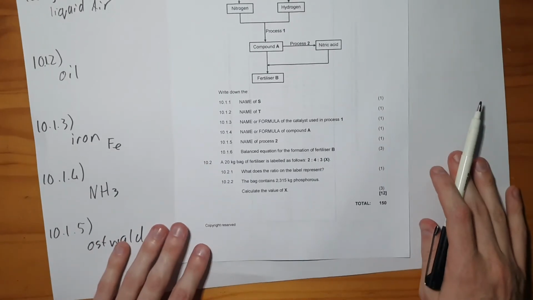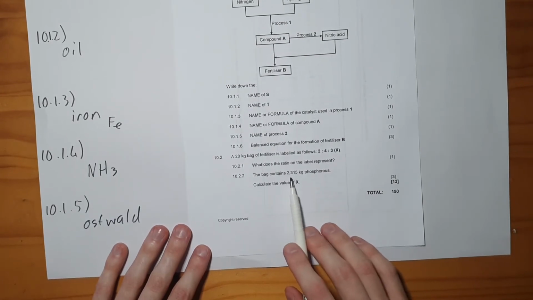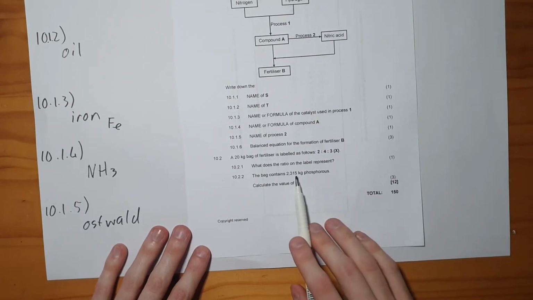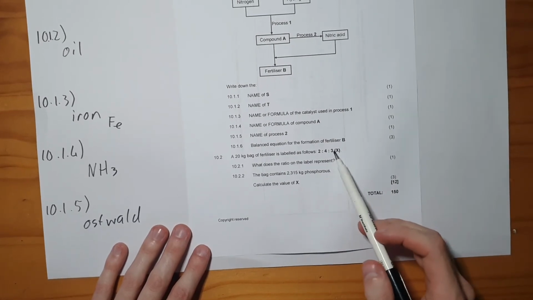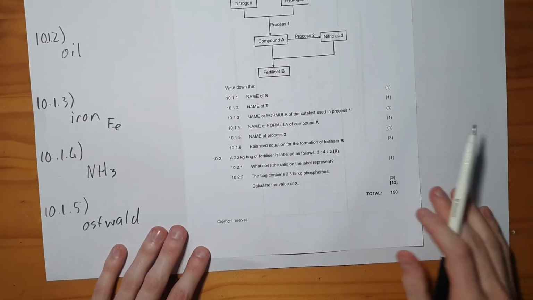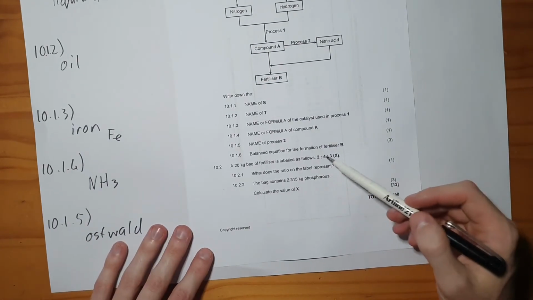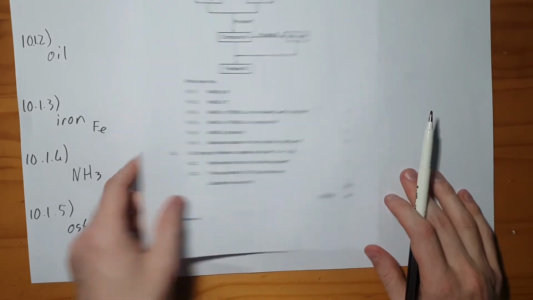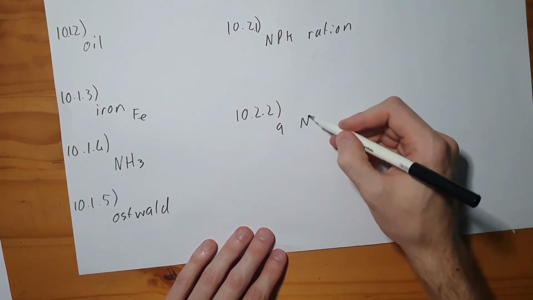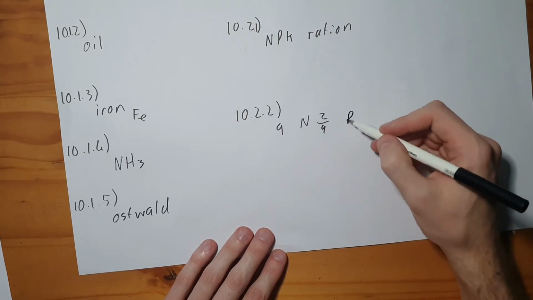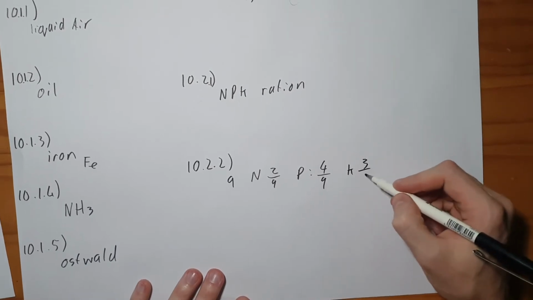Now 10.2.2 says the bag contains 2.315 kilograms of phosphorus. Calculate the value of X. We need the value of X here for the total amount of everything. We have a total of 3 plus 4 is 7, plus 2 is 9. So the total there is 9 for everything. For N we have 2 over 9, for P we have 4 over 9, and for K we have 3 over 9.